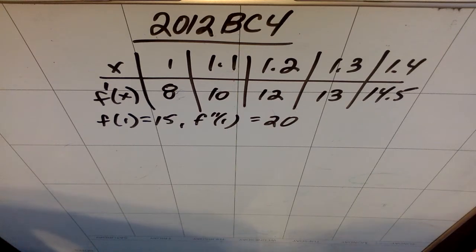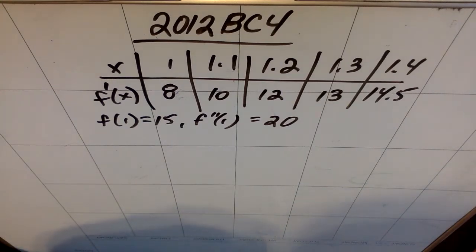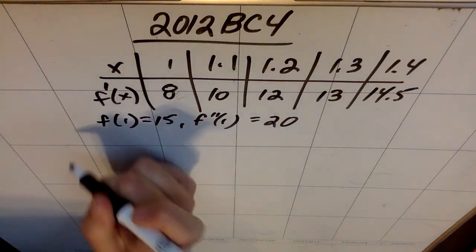The function f is twice differentiable for x values greater than 0, with f of 1 equaling 15 and f double prime of 1 equaling 20. Values of f prime, the derivative of f, are given for selected values in the table. Write an equation for the line tangent to the graph at x equals 1, and then use that to approximate f of 1.4. Okay, so I'm supposed to write an equation of a tangent line, right?